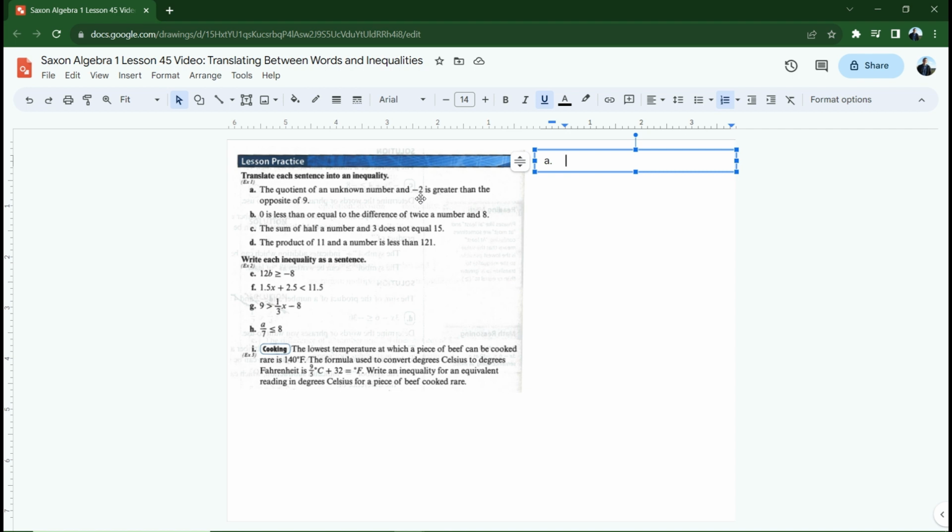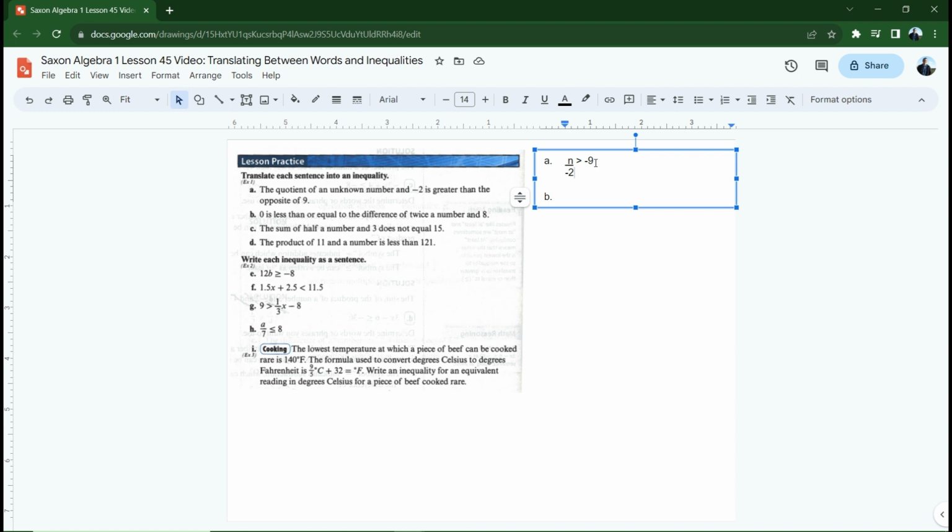All right, number one, the quotient of an unknown number, sounds like a variable, and negative 2 is greater than the opposite of 9. I would propose that this is likely the answer. The quotient of an unknown number and negative 2. Notice I'm not choosing the equal sign, I'm choosing the greater than sign, is greater than the opposite of 9.